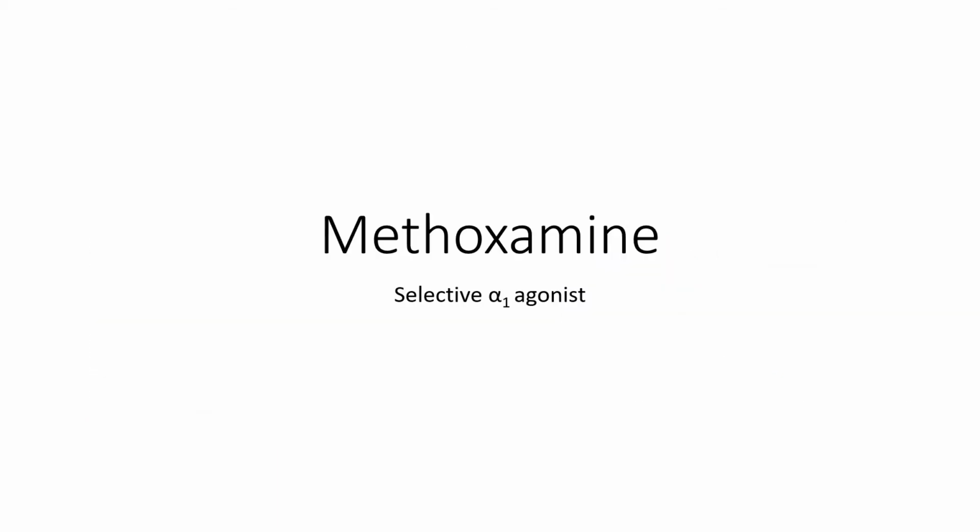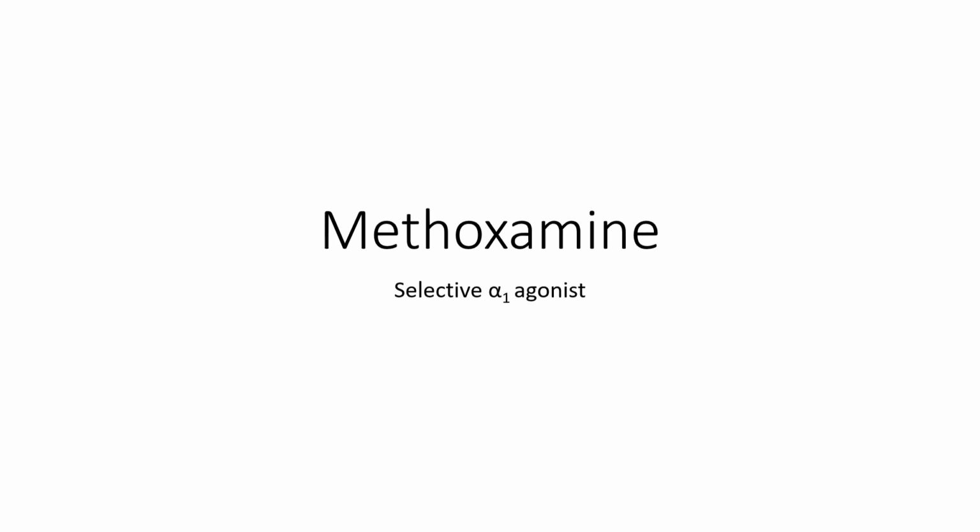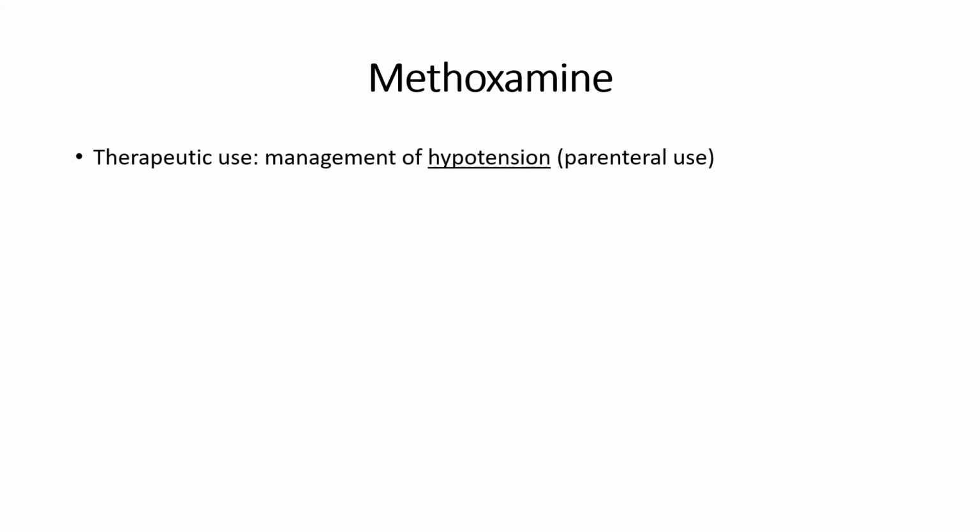The second example of a selective alpha-1 agonist would be methoxamine. It is available for parenteral use, but clinical applications are rare and limited to hypotensive states. Methoxamine is indicated for prevention and treatment of acute hypotensive state occurring with spinal anesthesia.